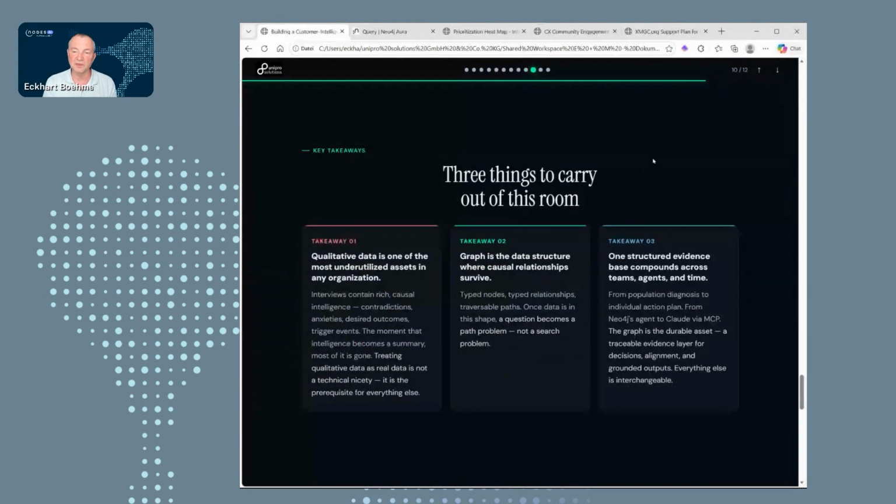So three things, as we are coming towards the end of the presentation, I want you to take away. One is, qualitative data is one of the most underutilized assets in any organization today. After we have done this kind of work, we discovered we can create much more value out of qualitative data. The graph is to us the ideal data structure because it preserves the causality, because we can not only store data, but we can store connected data. It becomes like a baked-in intelligence.